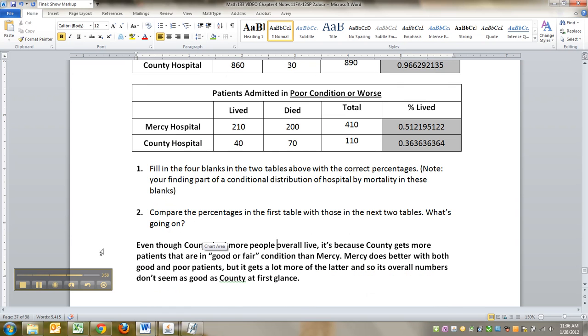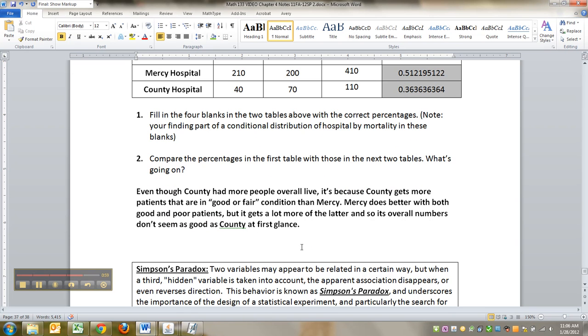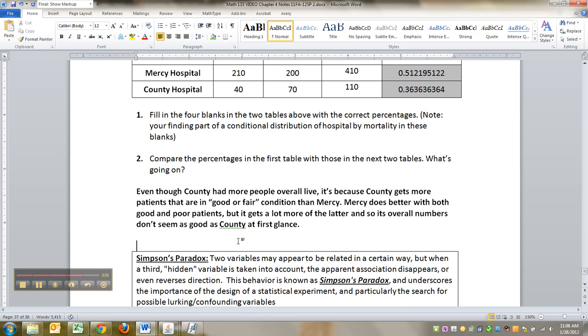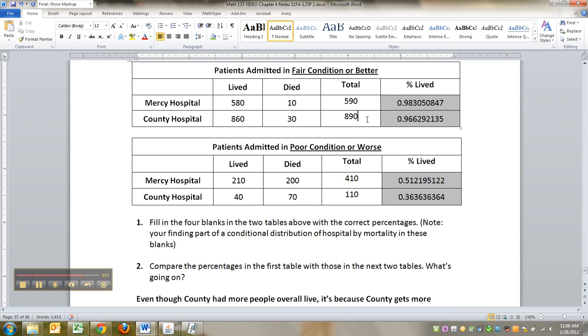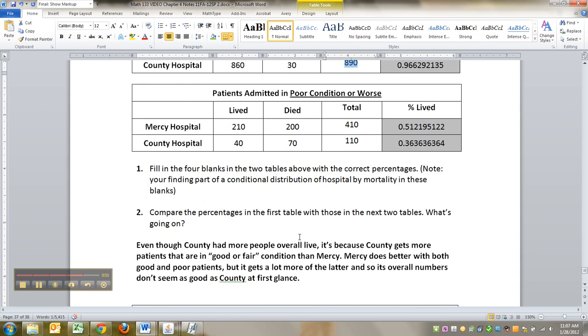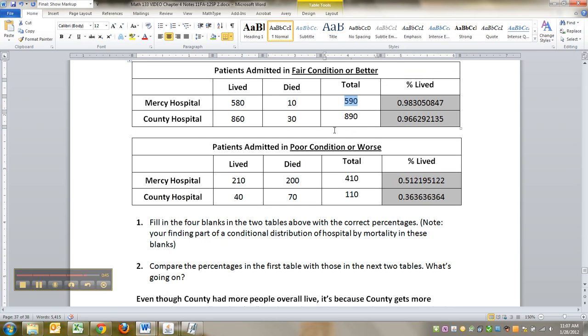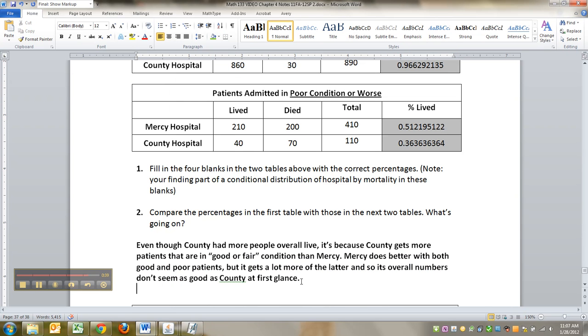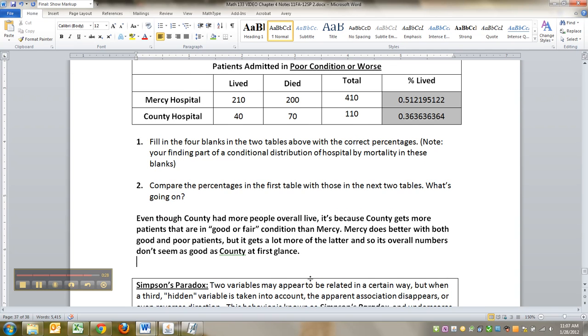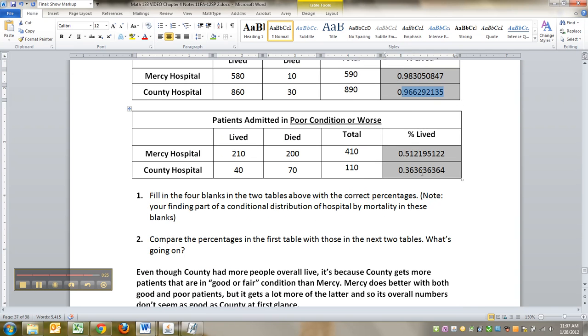Okay. Even though County has more people overall live, it's because County gets more patients that are in good and fair condition to begin with. Look at this, 890 good and fair patients. So the vast bulk of what County is getting are good and fair, whereas Mercy is getting only 590 good and fair. So this 96%, even though it's lower than the 98%, is winning out. Mercy gets so many poor patients. It does better with them, but it just gets so many of them that it overcomes their numbers. So it makes it seem at first glance like Mercy's worse. But in fact, County is worse. County does worse with both good and fair patients and with poor and worse patients.